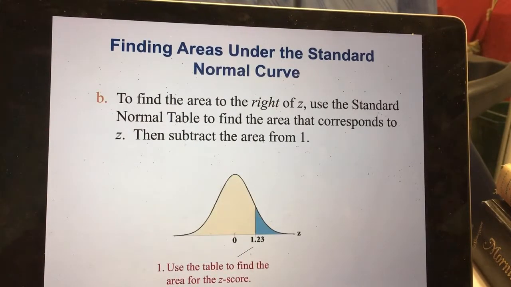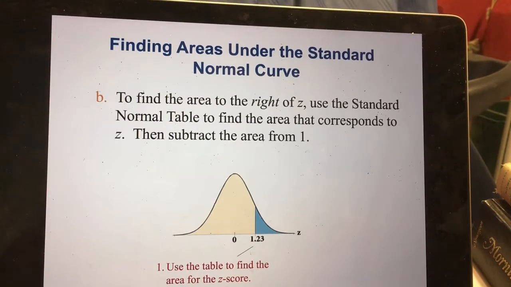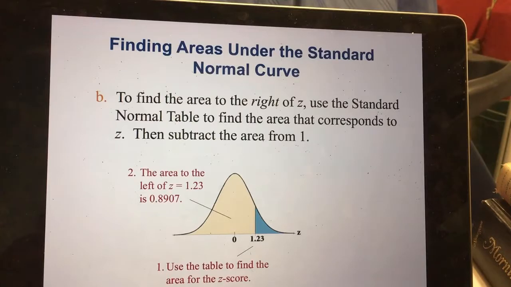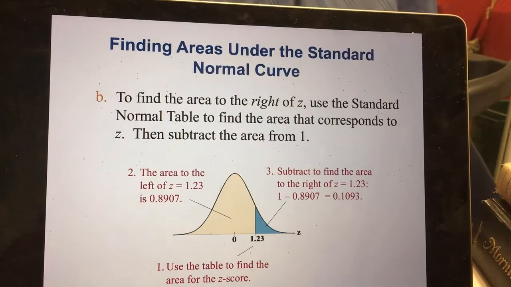Okay, if we want to find the area to the right, we're going to do the same thing, but we're going to subtract the area we find from 1, because the cumulative area is 1 all the way across. We already found out that the area to the left was 0.8907, so we're going to subtract 1 minus 0.8907 to find the area in the little blue portion there to the right.